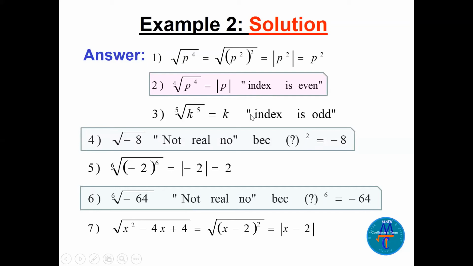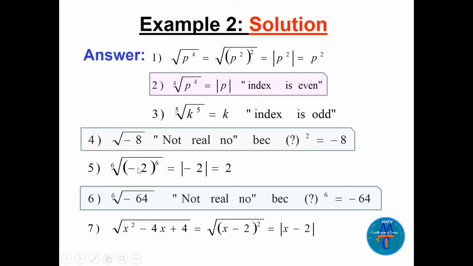Now look at here. This is odd. Fifth root of k to the 5. Only k because the index is odd. Square root of minus 8. Not a real number. Because, you see, what is the number squared to give us minus 8? Give me a number. Think of any real number. When you square it, you get minus 8. No number there.